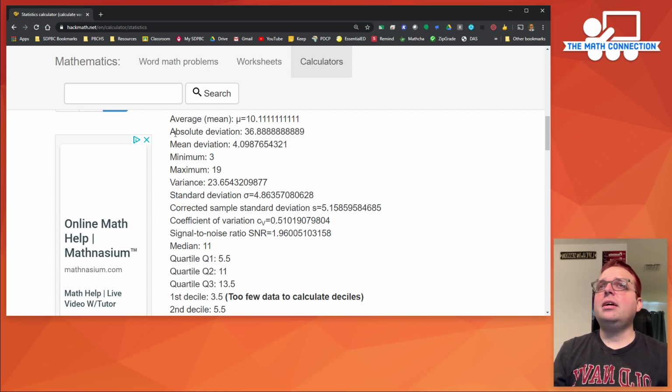First we have the mean deviation, okay? So the mean deviation is the average. This is the mean absolute deviation. So if that's what you're looking for, it's this field right here. It tells us the min and max. It tells us the variance, which is sigma squared. And then it tells us the standard deviation, which is sigma. And so this calculator will do that for you, and feel free to use that for this and also for your Delta Math. And that's it for this lesson.